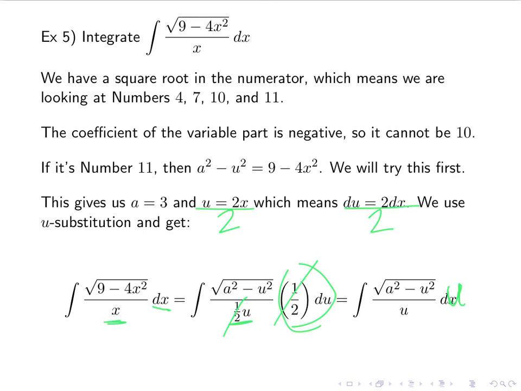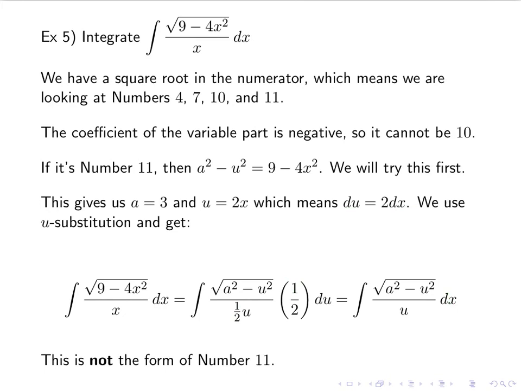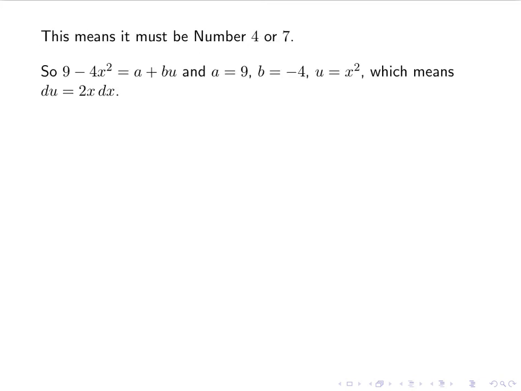However, this is not number 11, right? Number 11 doesn't have this in the denominator. So therefore, it cannot be 11, which means it has to be 4 or 7, which means our 9 minus 4x squared is a plus bu. So a, the constant, is 9, and b, which is the coefficient, is negative 4. Okay, so don't forget that negative has to be part of b. So a is 9, b is negative 4, u is the variable part, x squared, which means that du is 2x dx.